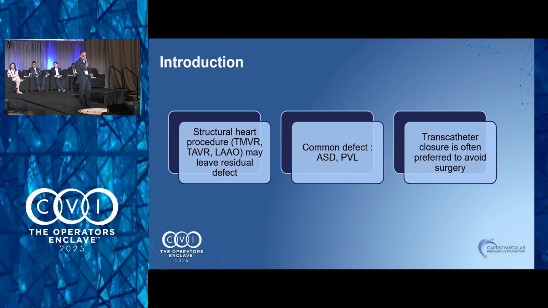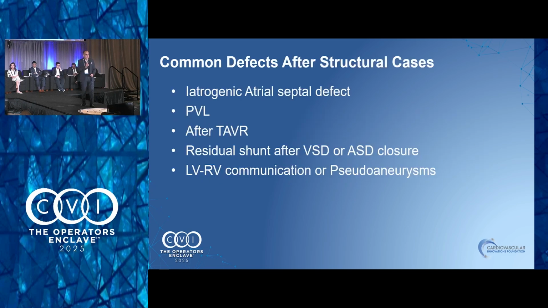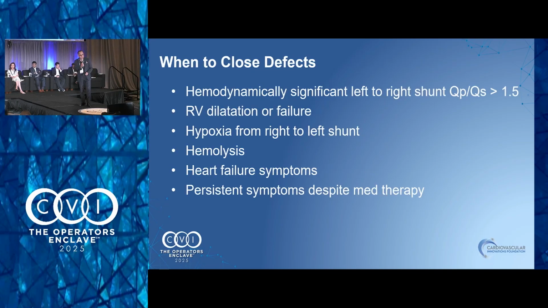As an introduction, we have structural cases for TMVR, TAVR, Watchman, all these common defects as we see with PVL and ASDs. And the transcatheter approach is the preferred way to close them, whether ASDs, PVL after TAVR, residual shunts, VSDs, we saw all this, and pseudoaneurysms. By the way, they were very good cases today so far.